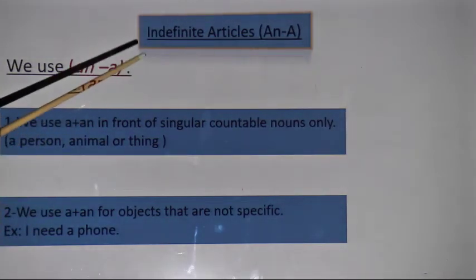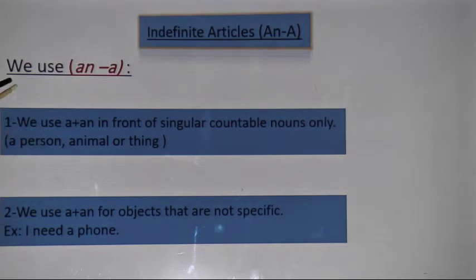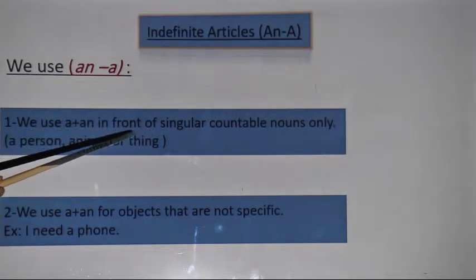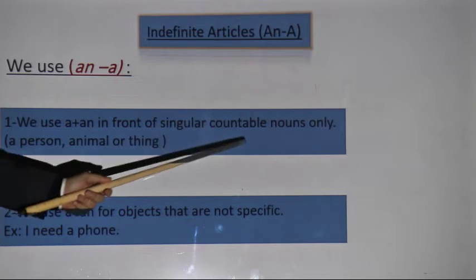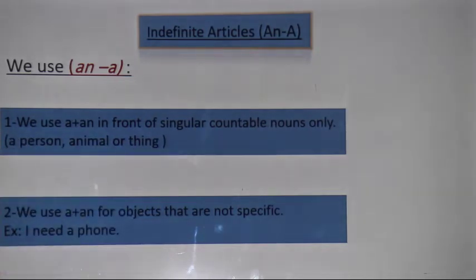And now, we want to talk about indefinite articles, أدوات التنكير. A and an. We have two uses. First one, we use a and an, قلنا معناها عدد واحد من, in front of أمام singular countable nouns only. أمام الاسم المفرد المعدود فقط. يعني قابل للعد. هذا الاسم إما a person شخص نقول a boy, a girl, or animal نقول a cat, or a thing نقول a table.